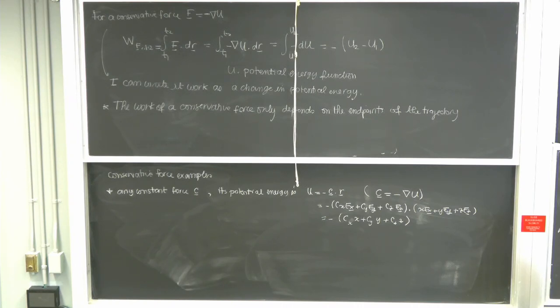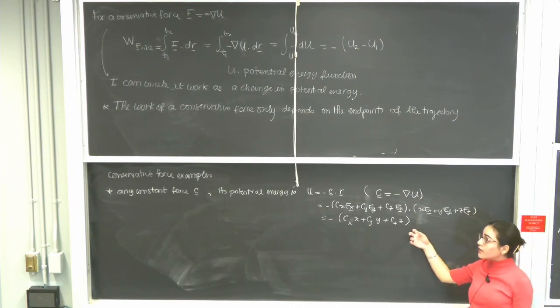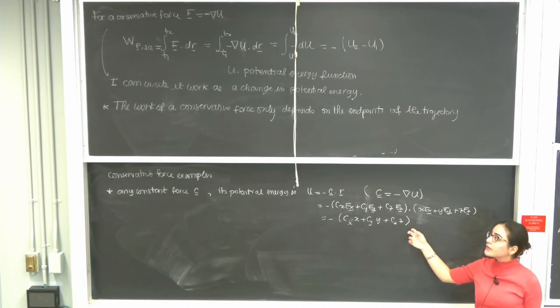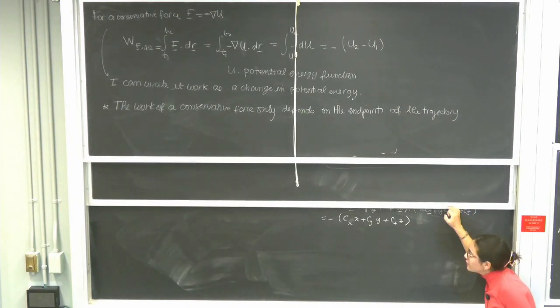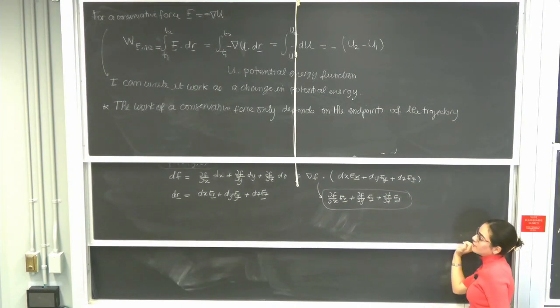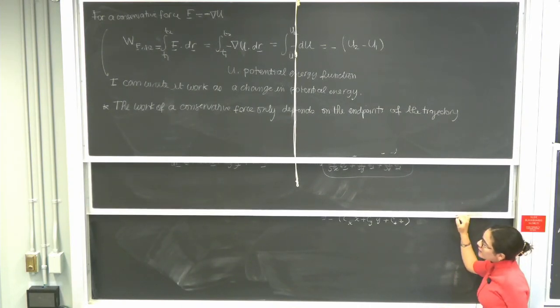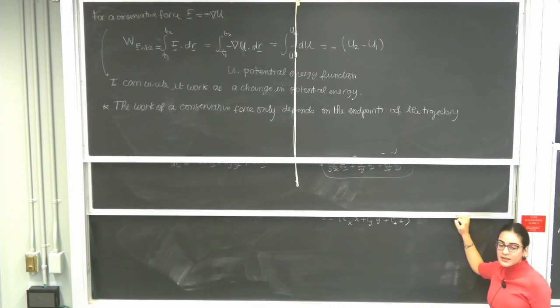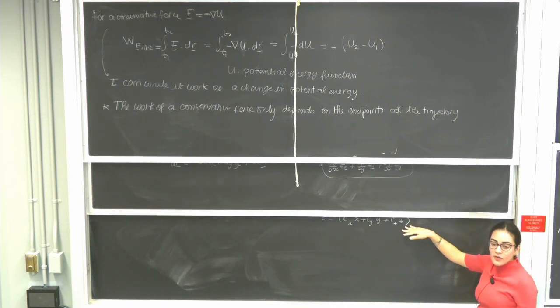Can you express any conservative force as that negative? Yes. That's by definition. For a force to be conservative, it needs to be expressible as the gradient of some scalar function. So then the question is, what's the gradient of this U? That's the definition of the gradient: del f by del x Ex plus del f by del y Ey plus del f by del z Ez. So what's the gradient of this function?